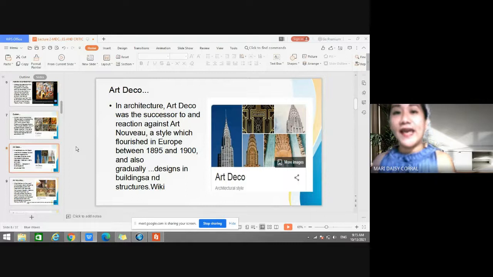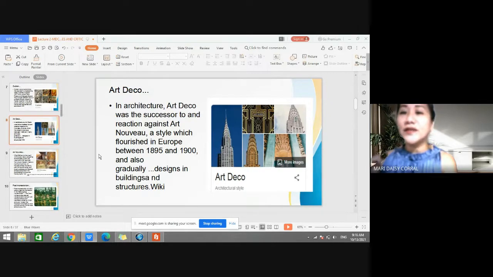And then we have the Art Deco. Art Deco is usually used in churches and other structures. These are good samples of Art Deco that we have. It flourished in Europe, and it was popularized between 1895 to 1900. So you see, the period will always be there when we discuss an art style. And actually, Art Deco is the successor after Art Nouveau, or it could be the other way around. But both styles in art flourished in Europe.